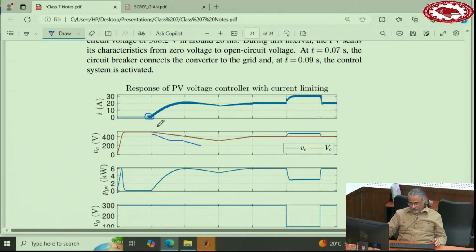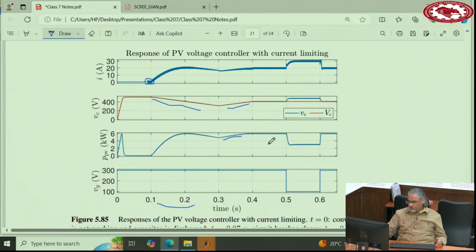The power, see, if you look, the power goes up. Maximum power, you get it here. Then it goes down because now you are on the left side of the maximum point. And now increase the voltage again to the maximum power point voltage, and stay there. And here, in order to show the current limiting property of the converter, because it's very important, we have applied a grid voltage drop from 300 to 100, which is a very deep voltage drop.